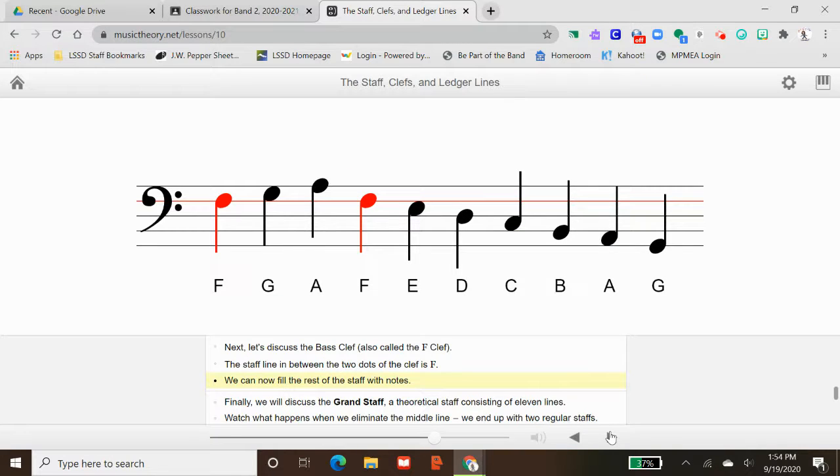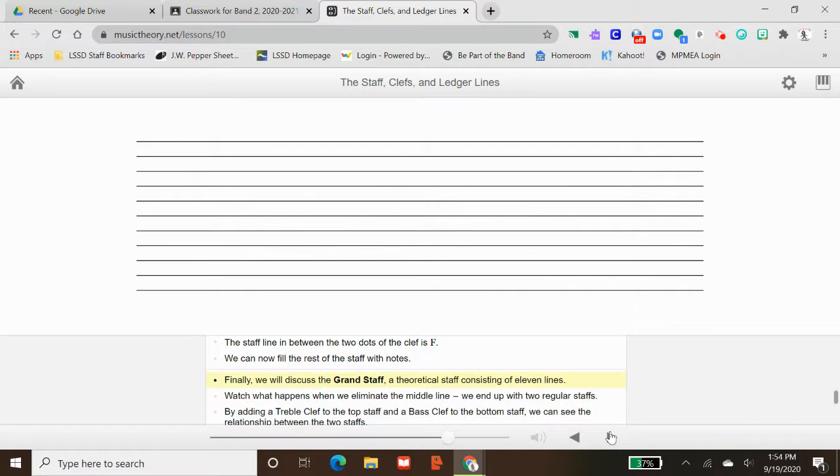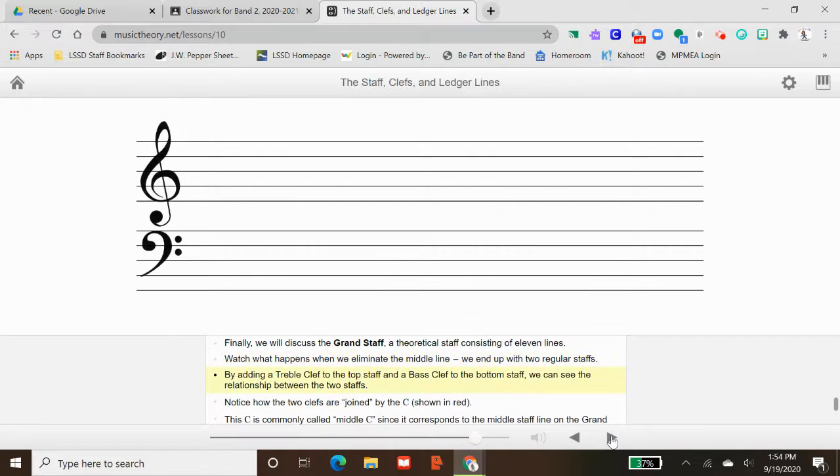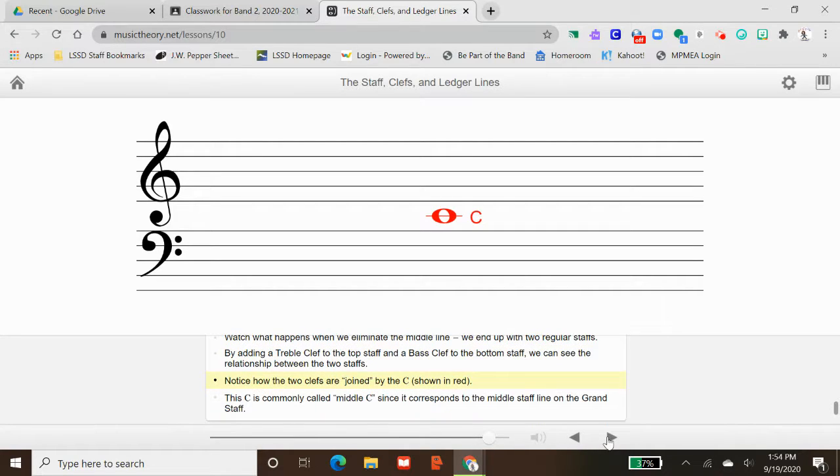Okay. And then let's talk about the grand staff. It is basically 11 lines. However, we don't use the middle line because if you look at this, this is awfully confusing. It would be very difficult to figure out which note is which and which line is which. So we actually take out that middle line and we end up with our regular staffs. We add our bass and treble. Remember, treble is G and bass is F. And then we have right in the middle, that middle line, that's middle C.